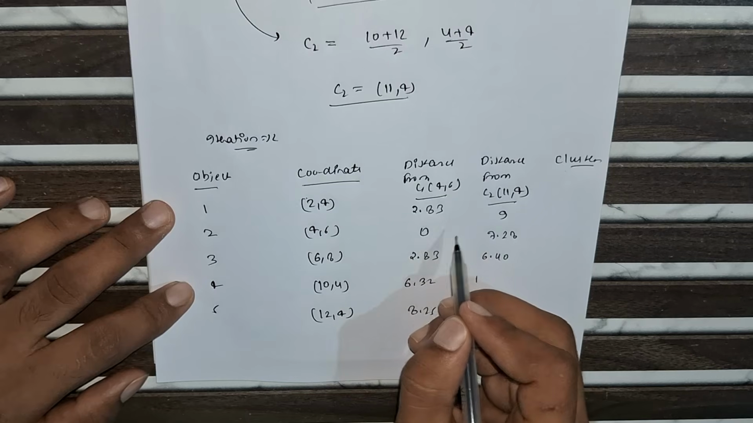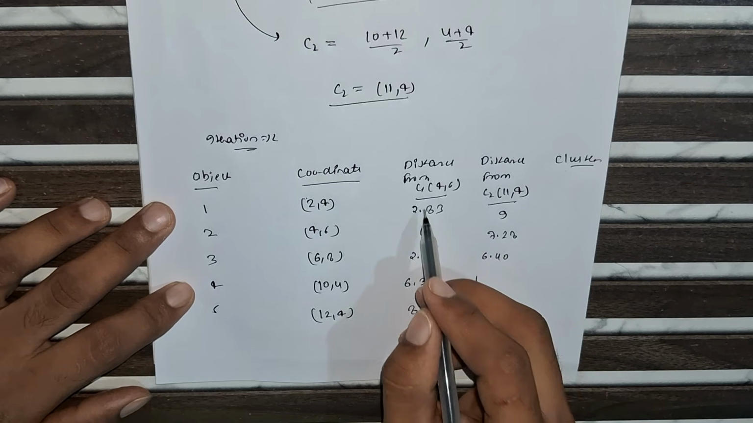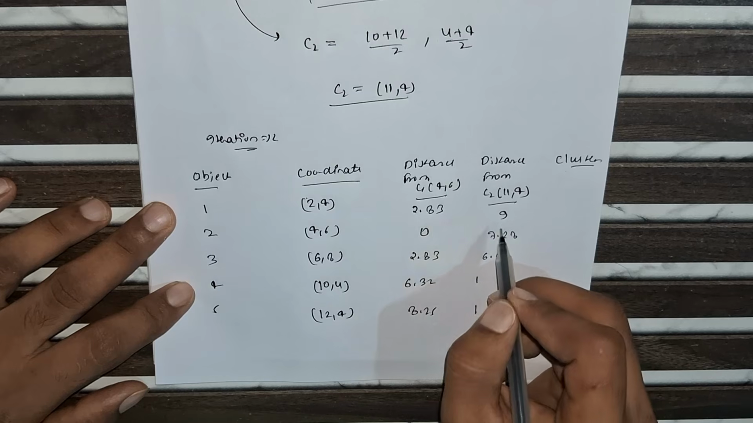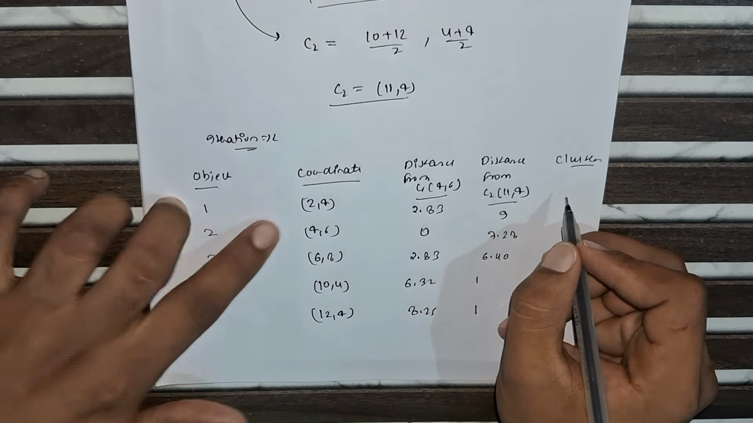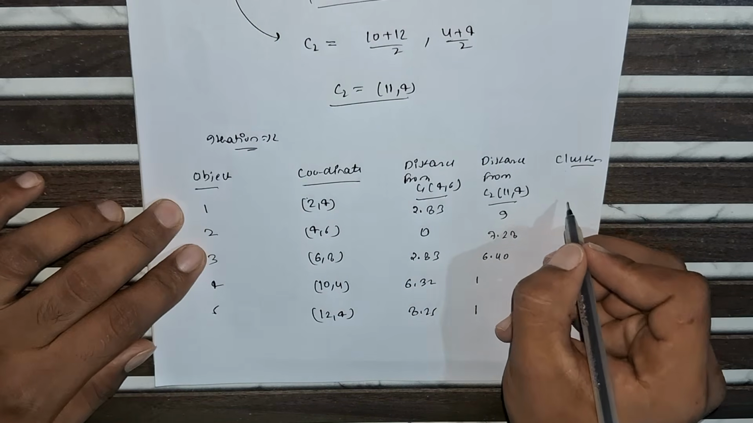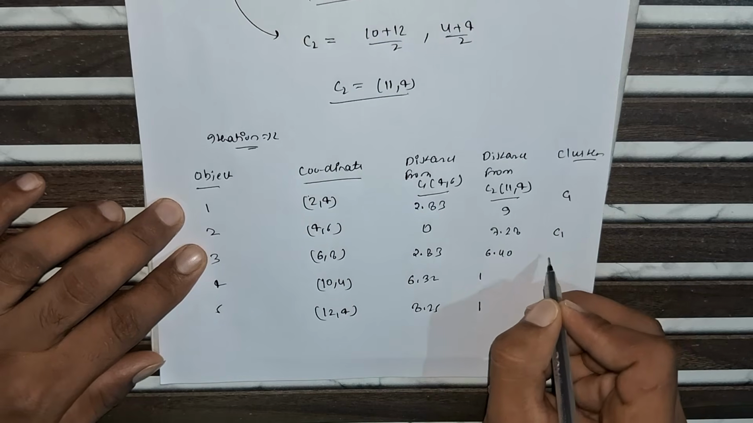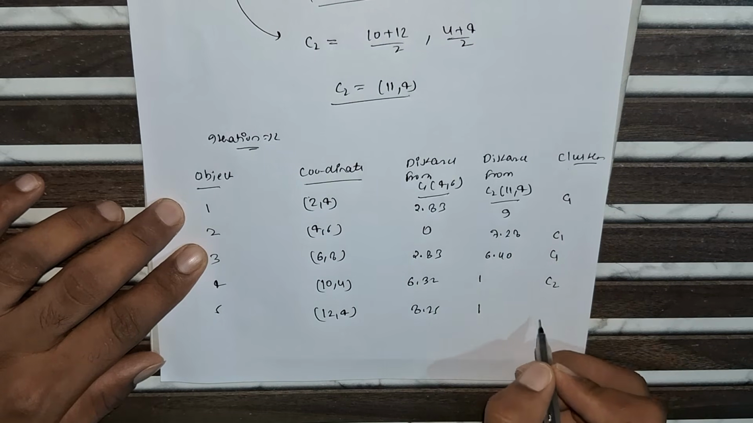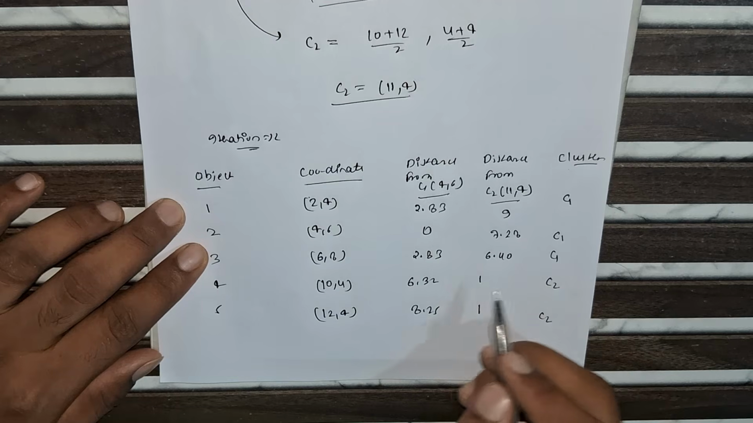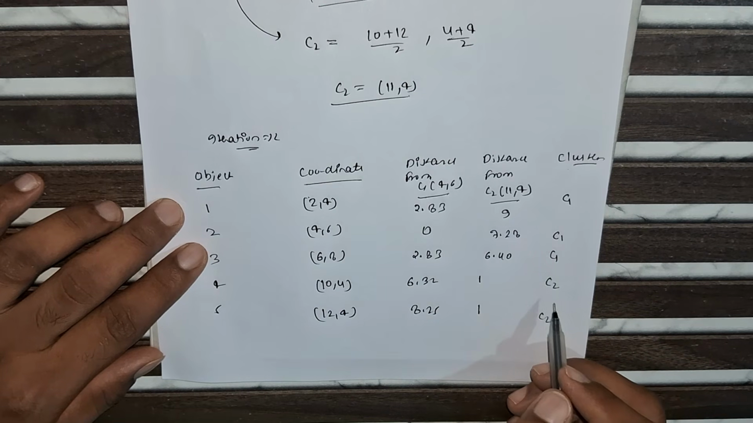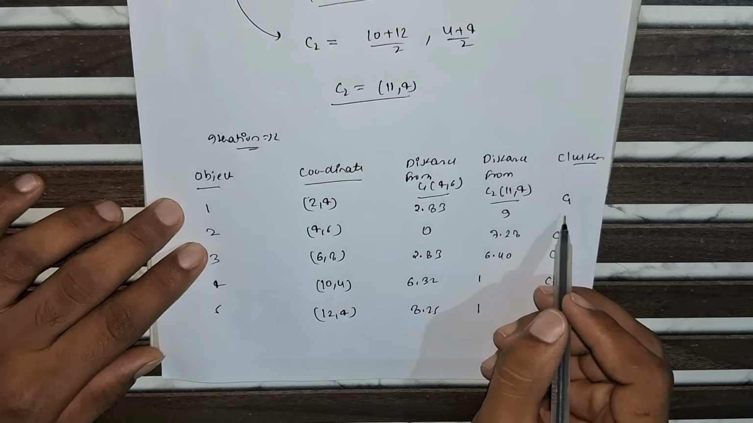On the basis of comparison of distance between C1 and C2, we are assigning the cluster here. So 2.83 is less than 9, so the 2, 4 coordinate belongs to cluster 1. Like that, this belongs to cluster 1, and this belongs to cluster 2 and cluster 2. On the basis of these distance comparisons, we assign the clusters and also define which cluster belongs to which coordinate.